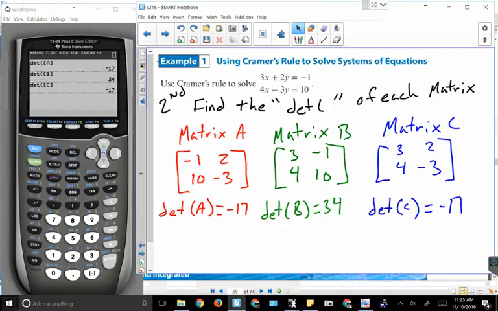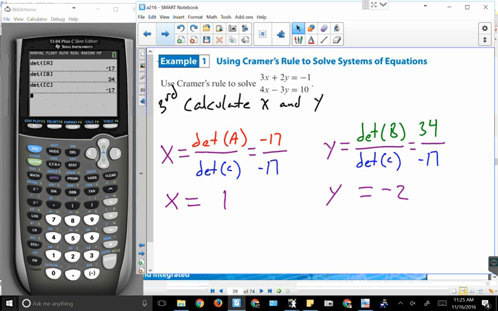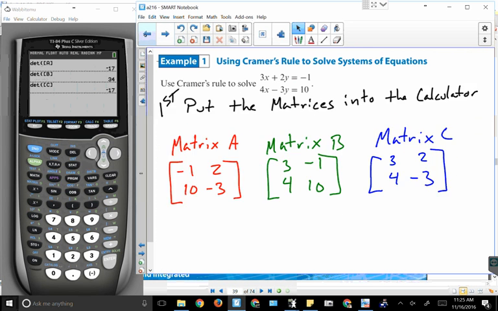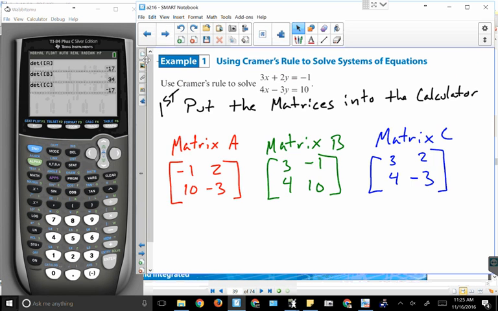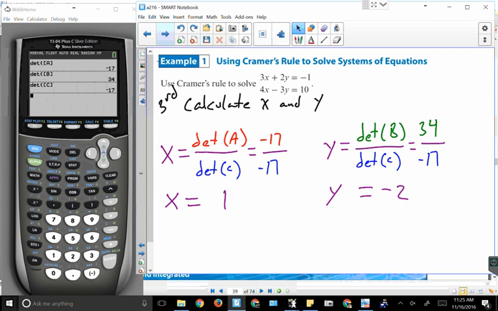Now, as we look at this, if I go back to here, it says that X is equal to the determinant of matrix A divided by the determinant of matrix C. Y is equal to the determinant of matrix B divided by the determinant of matrix C. So, what was the determinant of matrix A? Negative 17. Divided by the determinant of C. What was C? Negative 17. X is equal to 1.